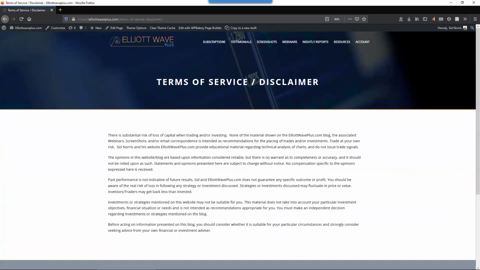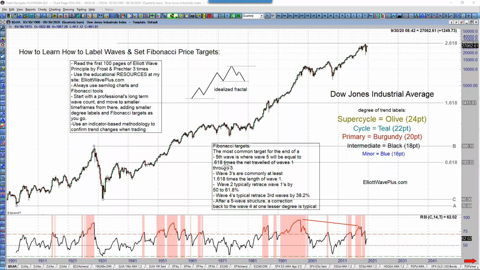So today, what I've prepared for you is some actual start to finish wave counting. I've put up a chart that has no wave labels on it. This happens to be the Dow Jones Industrial Average, a very popular item for Elliott Wave newbies to start counting and developing their wave counts on.